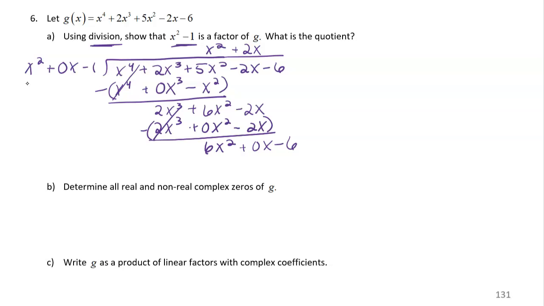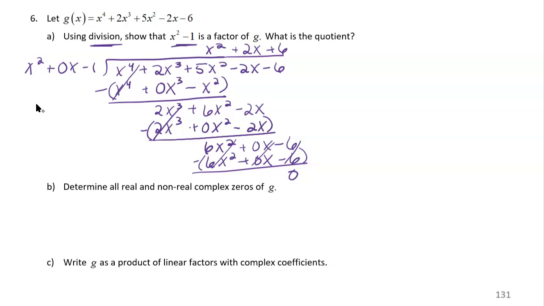And then lastly, go through your division one more time. You're going to say 6x squared divided by x squared, which gives you a 6. Multiply that through, subtract, and we are going to have everything subtract out, so we'll get a 0.